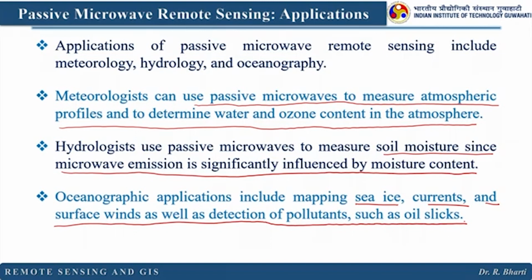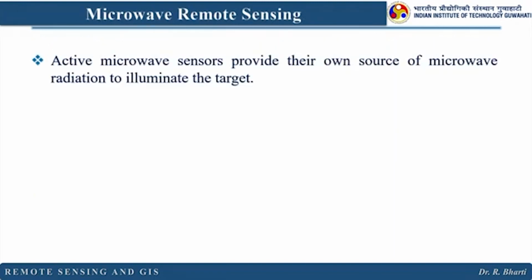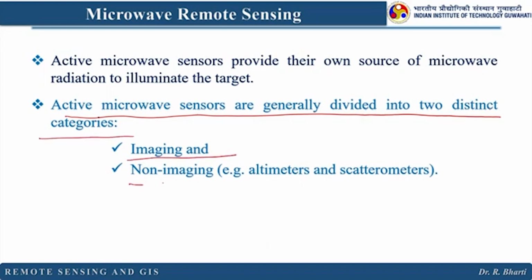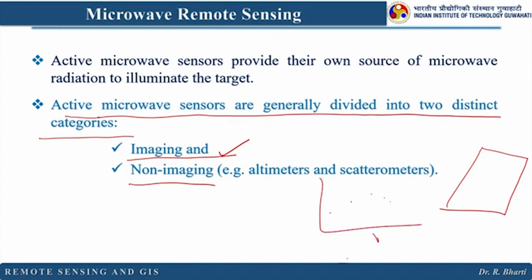in the ocean, right. In case of active microwave, they have their own source of energy and they illuminate the target with microwave radiation. And active microwave sensors are generally divided into two distinct categories. First one is imaging and another one is non-imaging. We have also seen this in optical remote sensing. So here we can generate either image or we can generate values in those wavelengths, right.